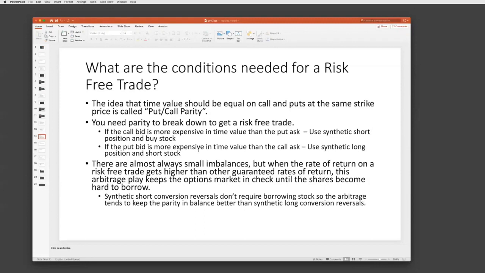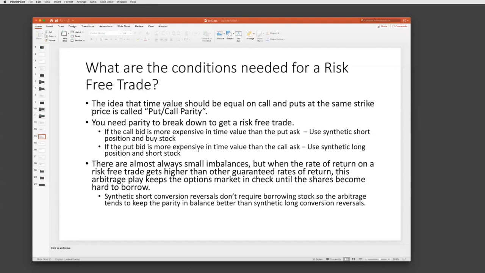There are almost always small imbalances, but when the rate of return on a risk-free trade gets higher than other guaranteed rates of return, the arbitrage play keeps options markets in check until the shares become hard to borrow. Synthetic short conversion reversals don't require borrowing, so the stock arbitrage tends to keep the parity in balance better than synthetic long conversion reversals.